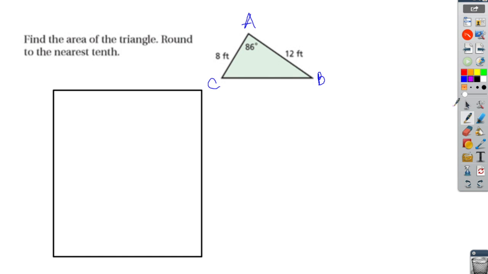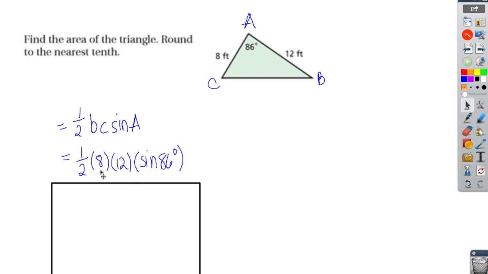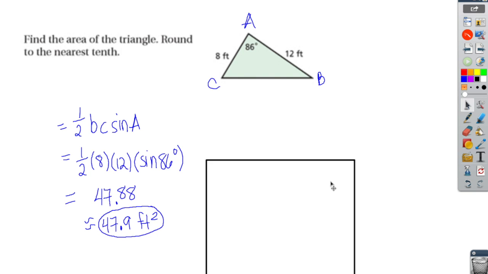All right, let me show you what we did here. To find the area, we are using the first equation that we mentioned. We're going to enter the information we have, the side lengths 8 and 12, and then the sine value for 86 degrees. You enter this in your calculator, making sure you're in the degree mode. And when you do, you need to round it to the nearest tenth. Once you do that, you're supposed to get something close to 47.88, and because we're rounding, it's actually 47.9 square feet.